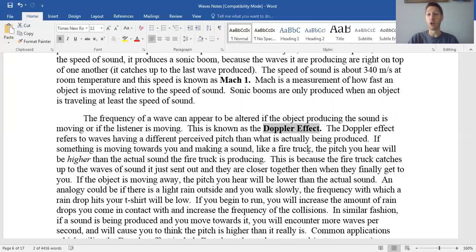So like if there's a storm moving in, we can use Doppler radar to see how fast the storm is moving. Police radar does the same thing too. They can just send out a wave and see how much is distorted as you move back. So anyway, the general idea is if something's moving towards you, you're going to hear a higher pitch than what's actually being produced. And if something's moving away from you, it's going to be a lower pitch.